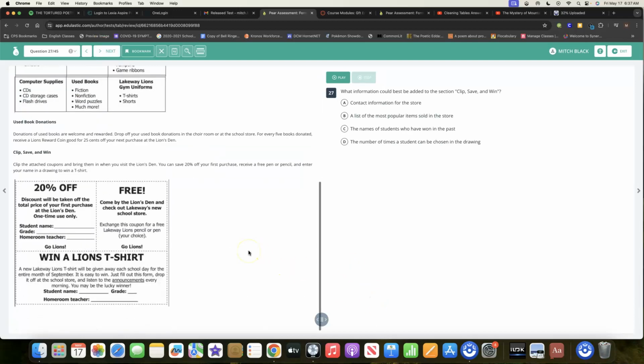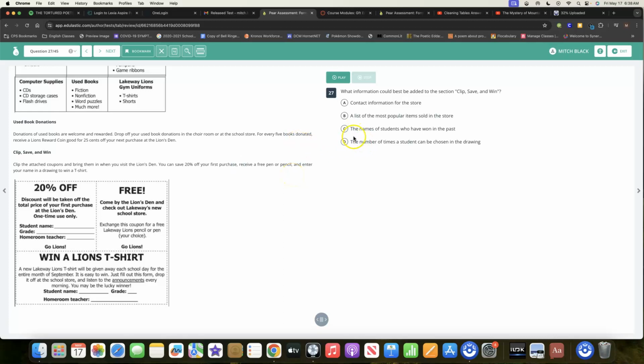What information could best be added to this section? Clip, save, and win. So that's this section right here. All right, and clip the attached coupons and bring them in when you visit the Lion's Den. You can save 20% off your first purchase, receive a pen or pencil, and enter your name in a drawing to win a t-shirt. So this is an advertisement. This is something that they want to do. They want people to come in because if they get people to come in, they're going to save 20% off their purchase. They want people to come in so that they will enter the drawing.